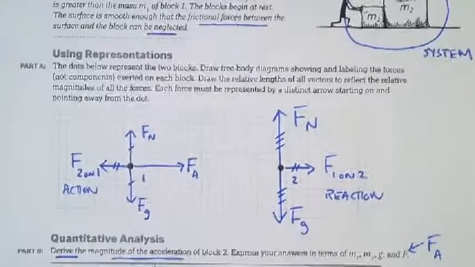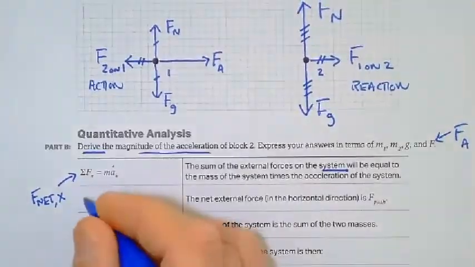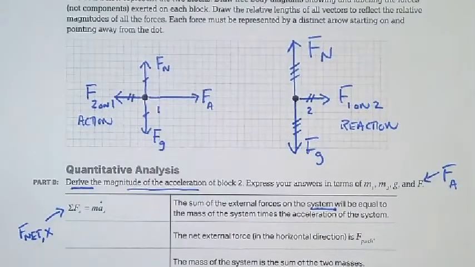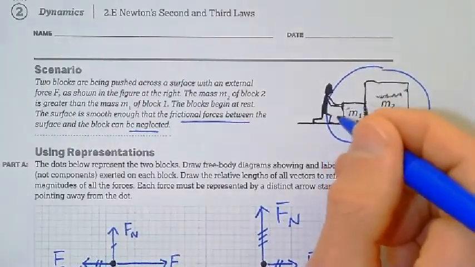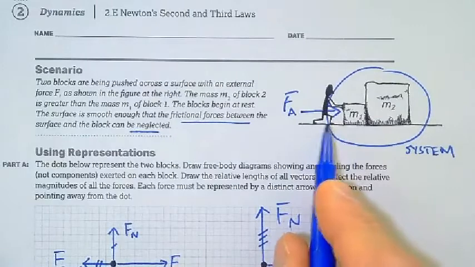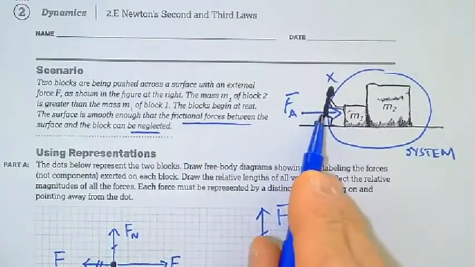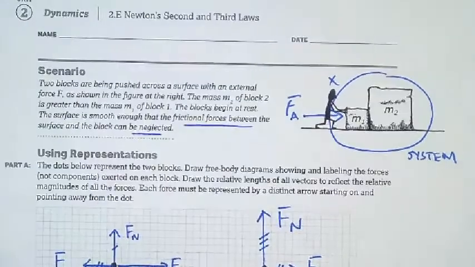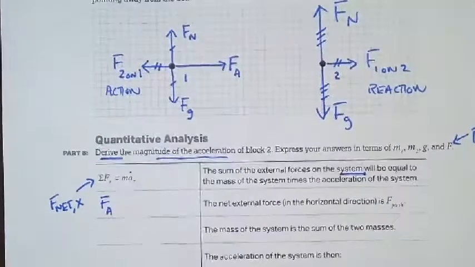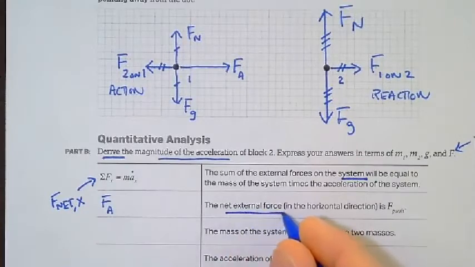And so when I think about that and I apply Newton's second law, I look at what forces act from the outside world on that system. The only force that acts from the outside world is this push, right? This is your Fa. That's the person, because the person is not in the system. So anything the person does to those blocks is outside. So for that reason, I'm going to write Fa here. That's the only net external force on this system.